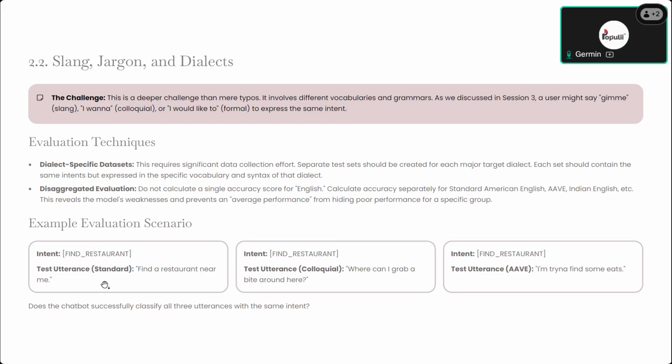Standard English will say, find a restaurant near me. Colloquial English might say, where can I grab a bite around here. And African American English might say, I am trying to find some eats. So the question is, does the chatbot correctly recognize all three as the same intent, which is find restaurant? If it does, then the chatbot is robust and inclusive. If it doesn't, then we have found a bias or weakness that needs to be fixed.